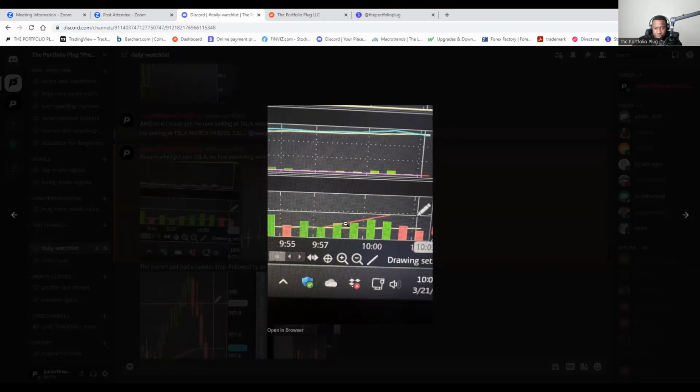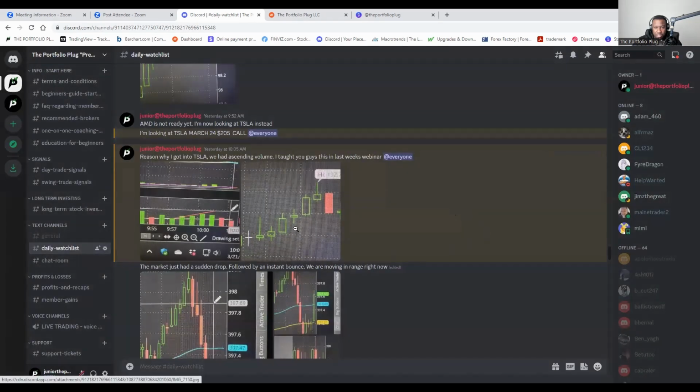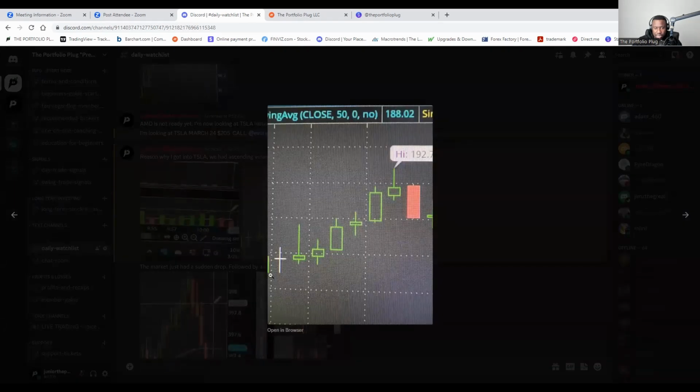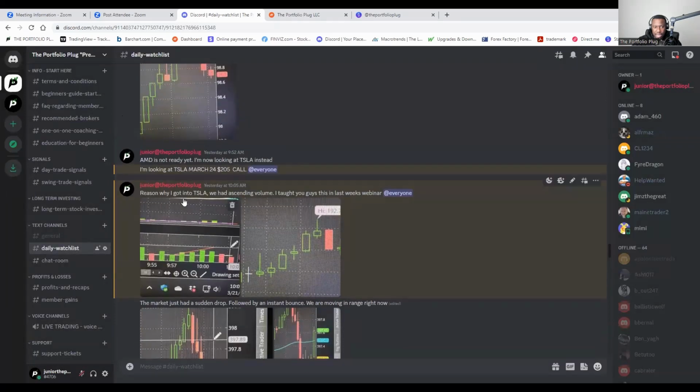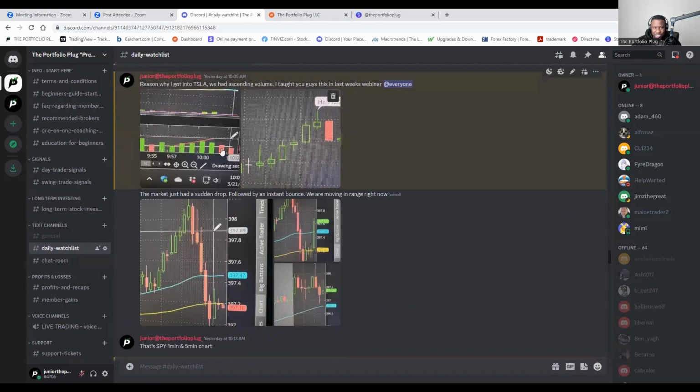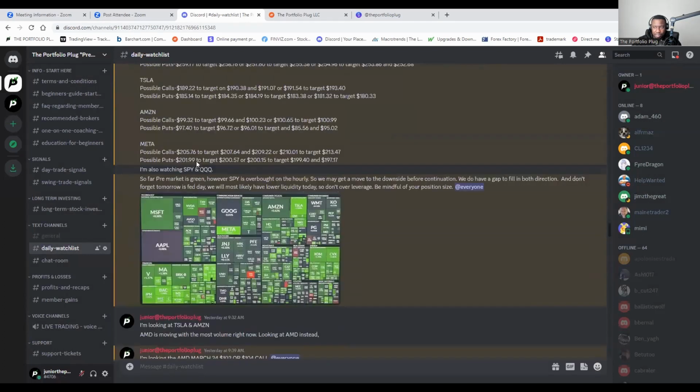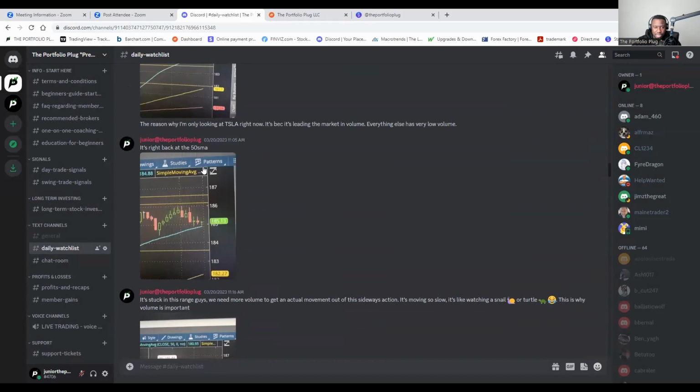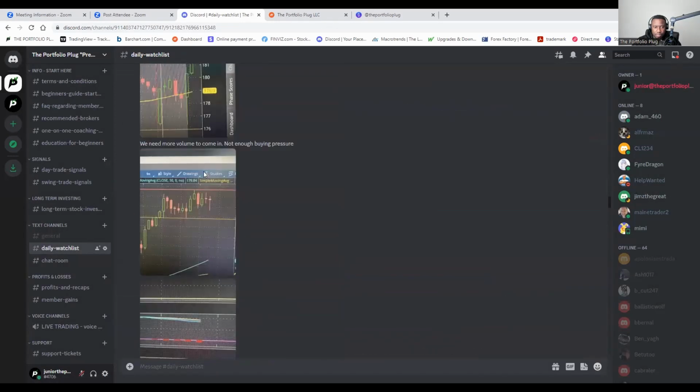The volume was picking up, and as the volume was picking up, Tesla was going up. I even wrote it down: the reason why I got in Tesla was that we had ascending volume. I also taught this last week. This is something that I use regularly, ascending volume.